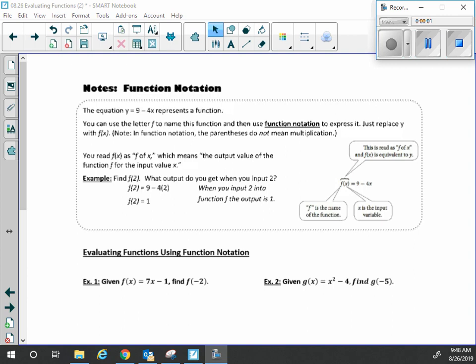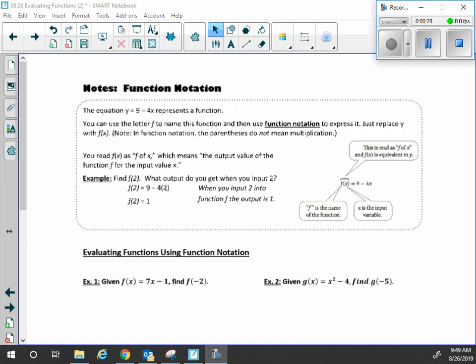Function notation is just another way to write equations and replace the y with f of x. When we talk about an equation with x and y, x is typically my input and y is my output, right? So we're replacing our output with f of x, which means the output value of the function f for the input value.